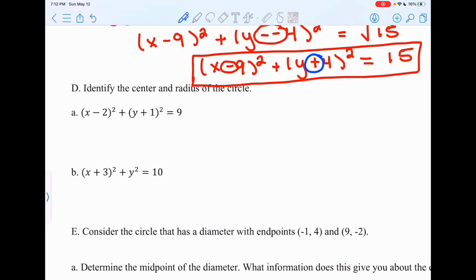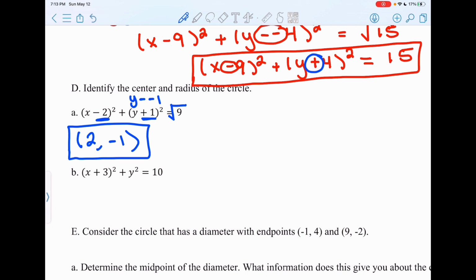So in A, I am subtracting 2 from x, which means that 2 is the x coordinate of the center, and I'm adding 1 to y, which means that this would have been y minus negative 1, and so my y coordinate is negative 1. And so 2, negative 1 is the center, and in order to get the radius, we have to square root what the equation equals. So the square root of 9 is 3, and so 3 is the radius of the circle.